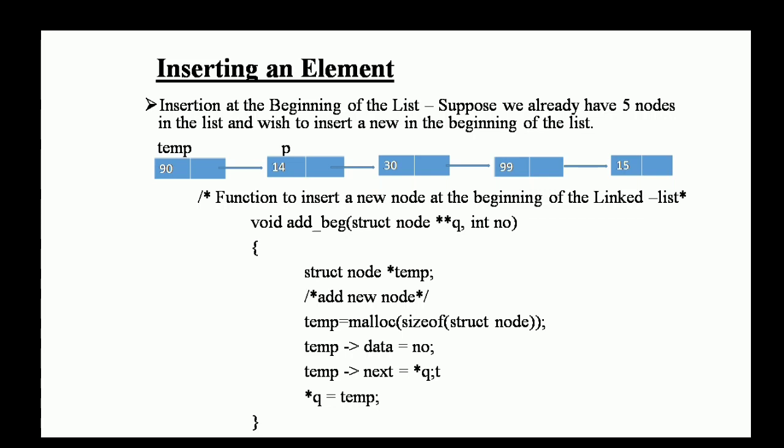This way you can go to linked lists. Insertion at the beginning of the list: suppose you already have nodes in the list and wish to insert a new node at the beginning of the list. Temp is the header, that is 90, the data.